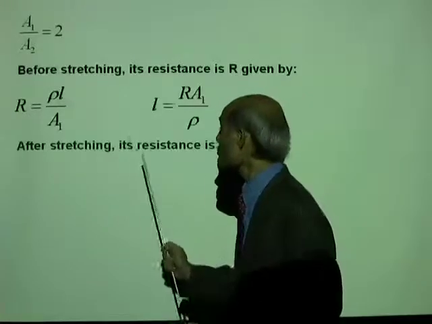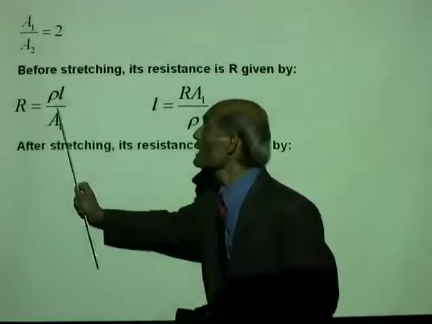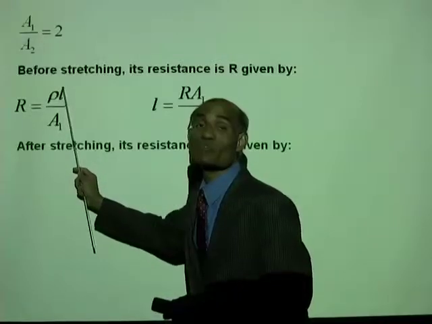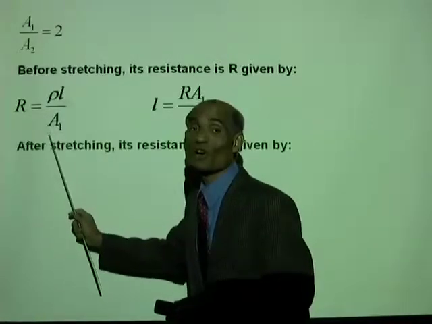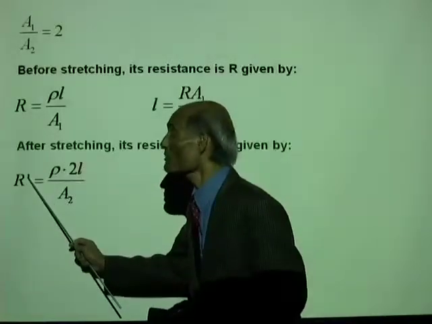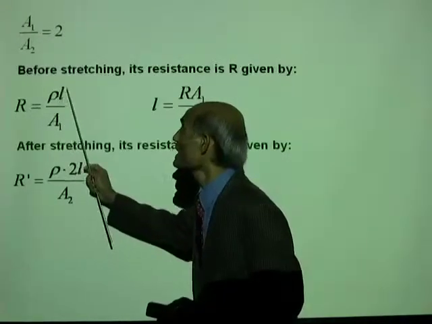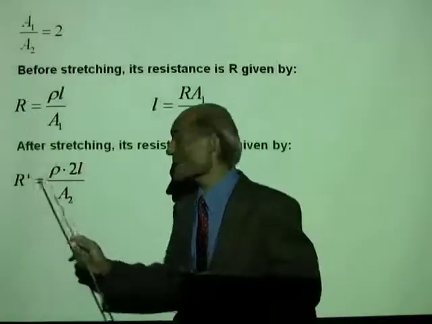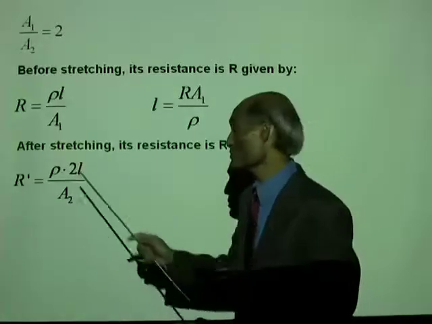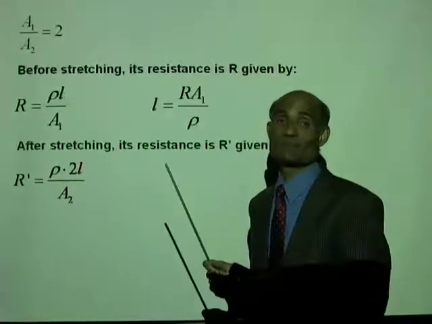Now, after stretching, let's call its resistance R prime. Can you write a similar relation for R prime? What happened? This length L becomes 2L, and this area of cross section is now A2. So that resistance R prime equals rho times 2L over A2. The length has become twice the length, and the new area of cross section is A2. So this is the new resistance R prime, and this is what we want to find.